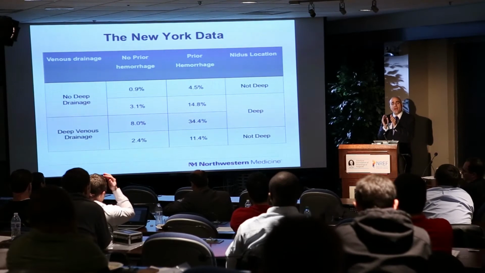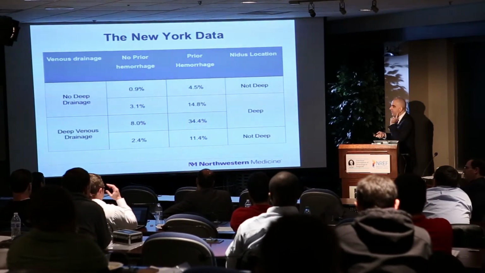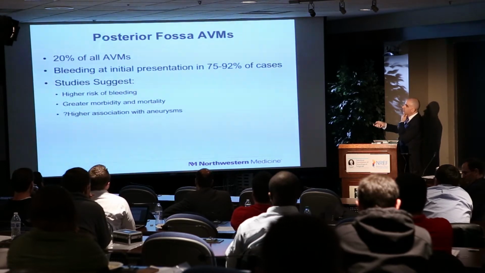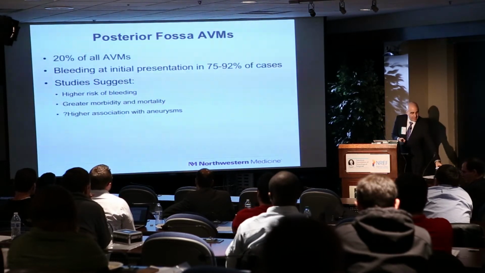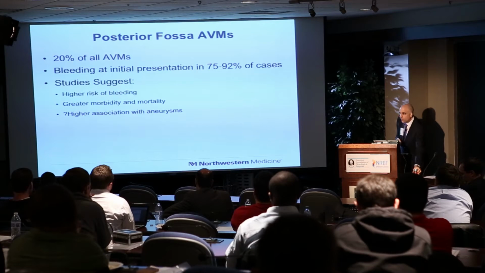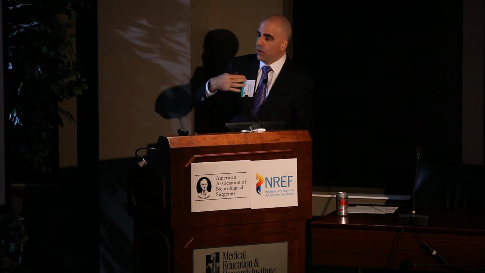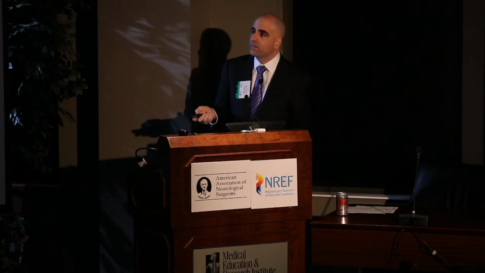But that's why, as I said earlier, look at the veins, because they may give you some clues as to the natural history. Posterior fossa AVMs, I think, likely carry worse natural history. We don't know a lot about them because the numbers are small, but I think they behave more aggressively than anterior circulation or supratentorial AVMs, I should say.